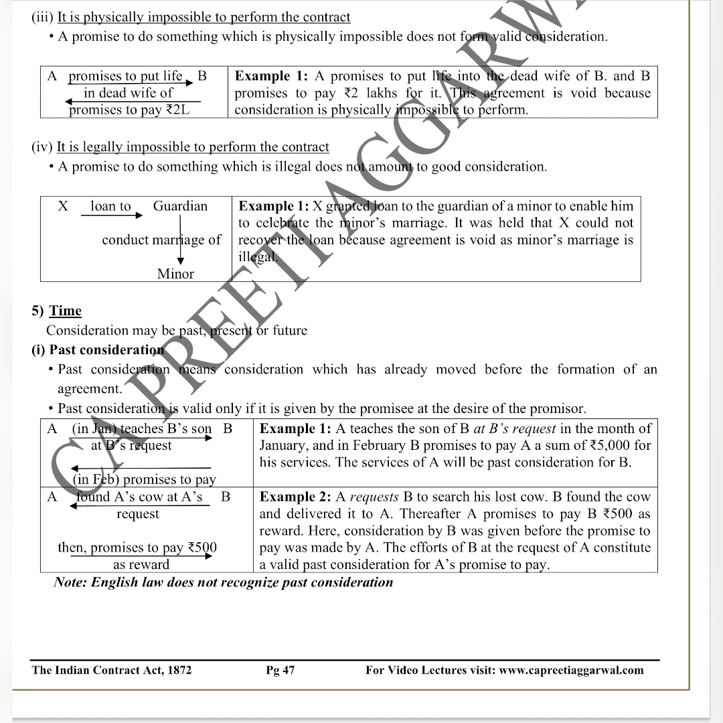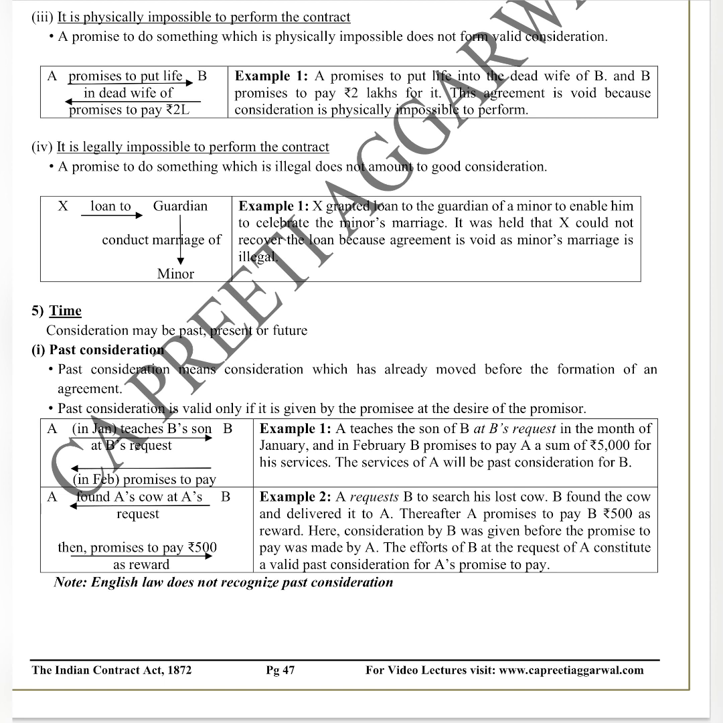This is past consideration. But the most important provision over here that you need to remember is that past consideration must move at the desire of the promisor. If A on his own teaches B's son, then can A claim money? No. Only when he acts at the request of B, he can claim money. Now B found A's cow at A's request. Then A promises to pay him 500 rupees as reward. Over here, since in the contract only B is receiving consideration of 500, it will still be a valid contract because it has moved at the request of A.